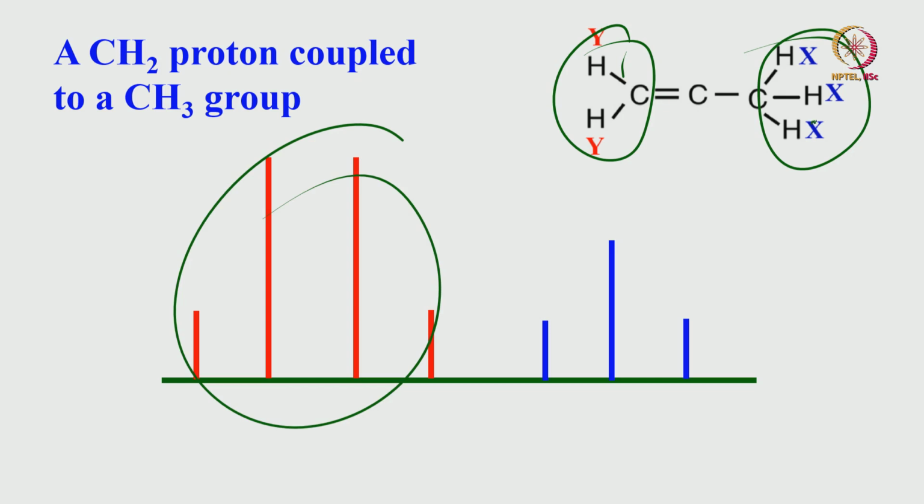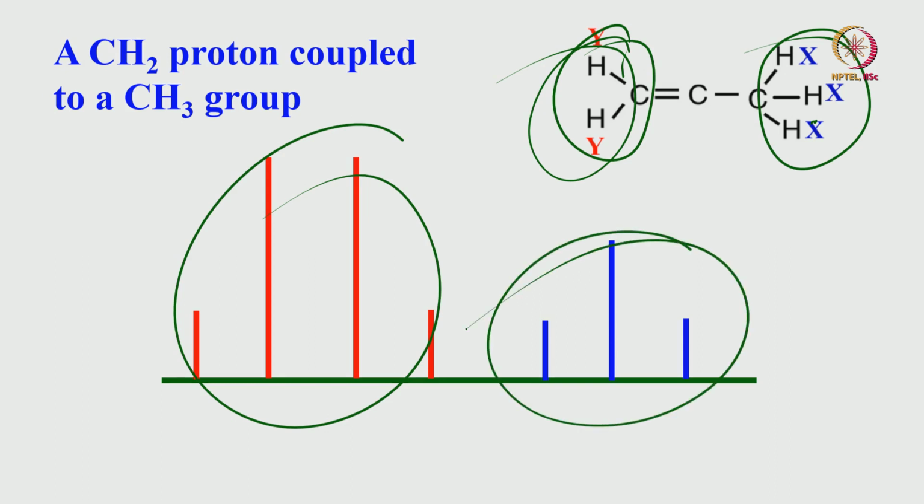This CH3 sees 2 protons, coupled to CH2. Use 2nI plus 1, 2 into half plus 1, it will become 3 lines. Because they are equivalent groups, we have a quartet and a triplet. This is called a quartet and this is called a triplet. Triplet is always intensity ratio 1:2:1, quartet is 1:3:3:1 intensity ratio. You understand?